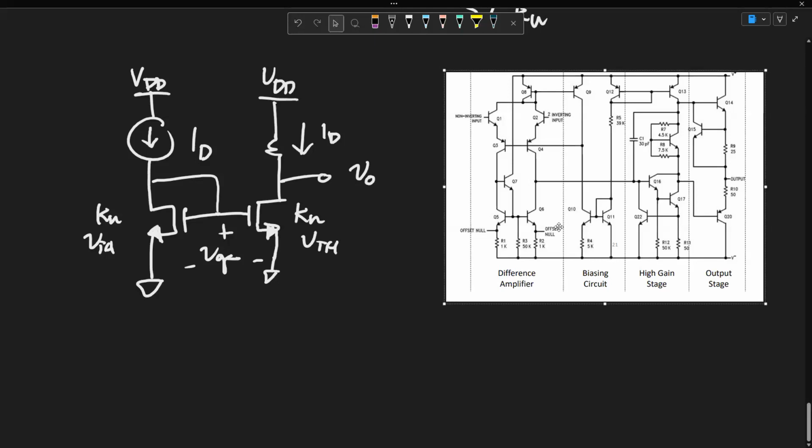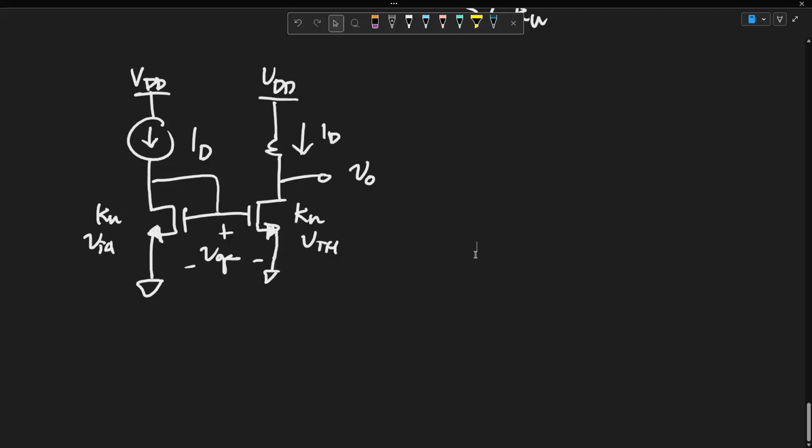Sige, so apparently I'm supposed to discuss the case na magkaiba yung dalawang MOSFET. So if you may remember, sige, let's say na Kn1 to.